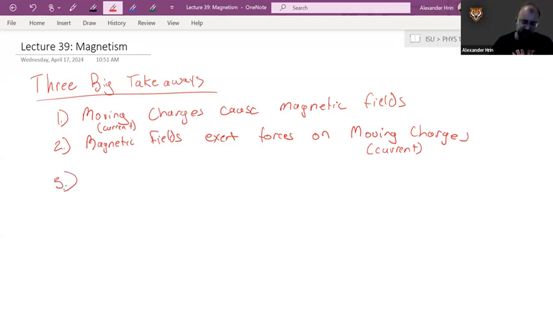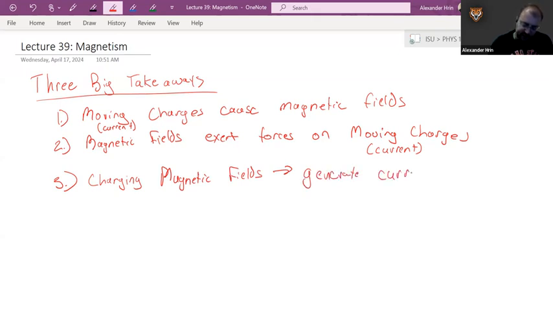Now the third one, I think this is the most important one, but you do need a little bit of foundation with the other two before you can really dive into it and understand it. This is changing magnetic fields. Changing magnetic fields can generate currents. Okay. And ultimately, this is how electrical power generation works. So when you have a power plant to generate electricity, this is fundamentally what's going on. Okay.